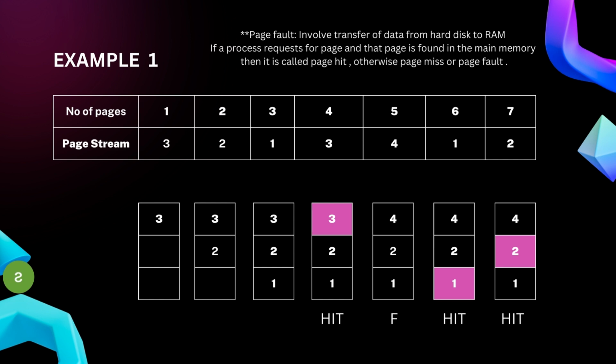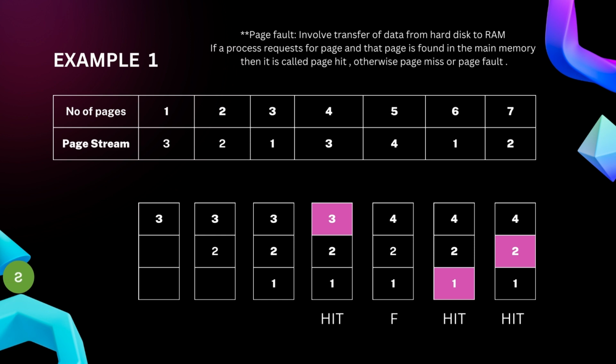The first number in the page stream, which is 3, will enter the frame. Then, number 2 will be placed in the second frame. Then, number 1 will be placed in the third frame. Now, the frame is full. Then, we have number 3 again to enter the frame. Hence, there's no page fault since we use the number again. And here, we got a page hit.